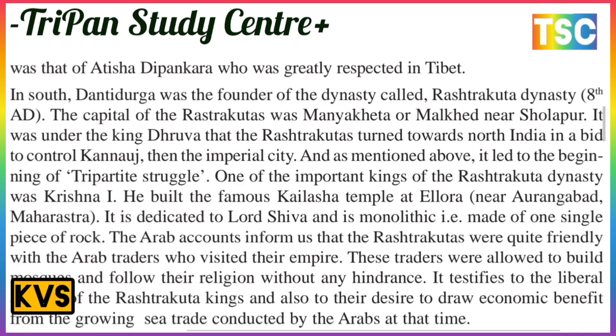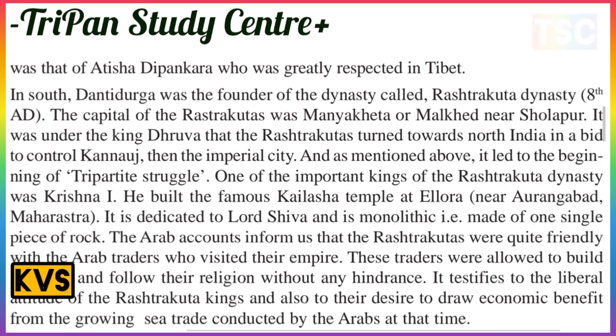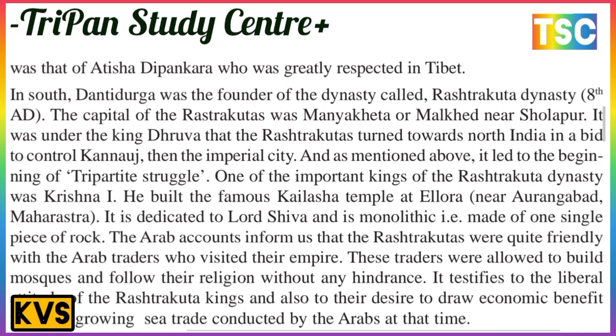The Arab accounts inform us that the Rashtrakutas were quite friendly with the Arab traders who visited the empire, and these traders were allowed to build mosques and follow their religions without any hindrance. It testifies to the liberal attitude of the Rashtrakuta kings and also their desire to draw economic benefit from the growing sea trade conducted by the Arabs at that time.